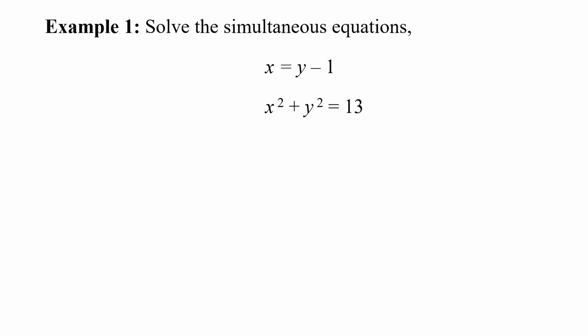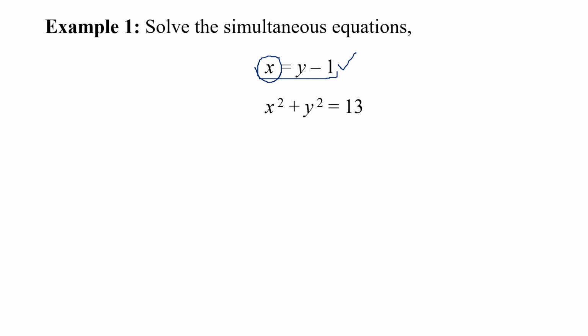So we are going to take this one as our first example: x is equal to y minus 1 and x squared plus y squared is equal to 13. In this case, x in equation 1 is already the subject of the formula, so step 1 was already done for us. We start from step 2, substituting y minus 1 for x in equation 2. For x we won't be writing x, because x is exactly the same as y minus 1.